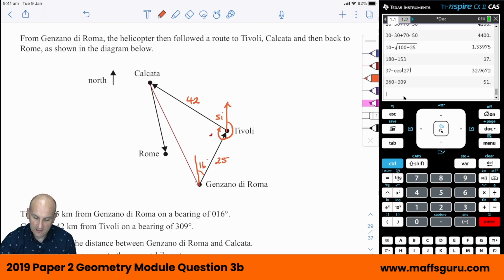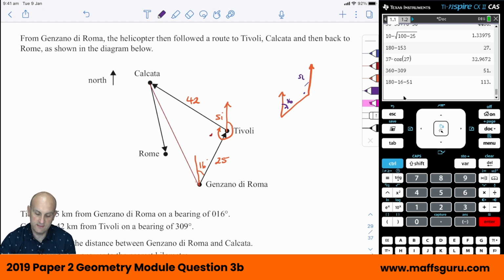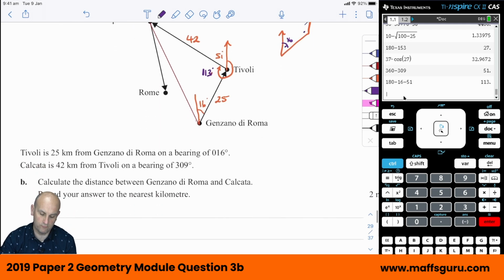Actually, yes, it has. Because I also know that when I have co-interior angles, the angles at these two dots here must add up to 180 degrees. I've already got 16 degrees here. And part of this angle outside is 51. So if I now do 180 minus 16 minus 51, that is going to give me 113 degrees. That angle in there is 113 degrees. And now I have everything I need to know because I'm going to use the cosine rule.